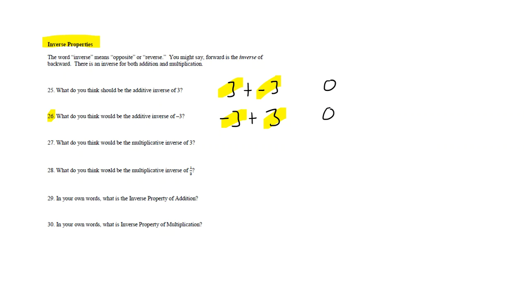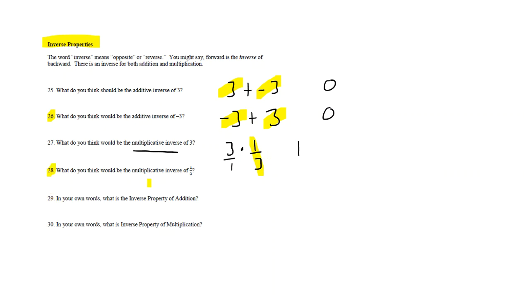Okay, let's look at 27. What do you think would be the multiplicative inverse of 3? So that means what is going to make 3 a 1? That's what multiplicative inverse means. So what can we multiply 3 by to make it a 1? So 3 times 1/3 would give us a 1. So the multiplicative inverse of 3 is 1/3.